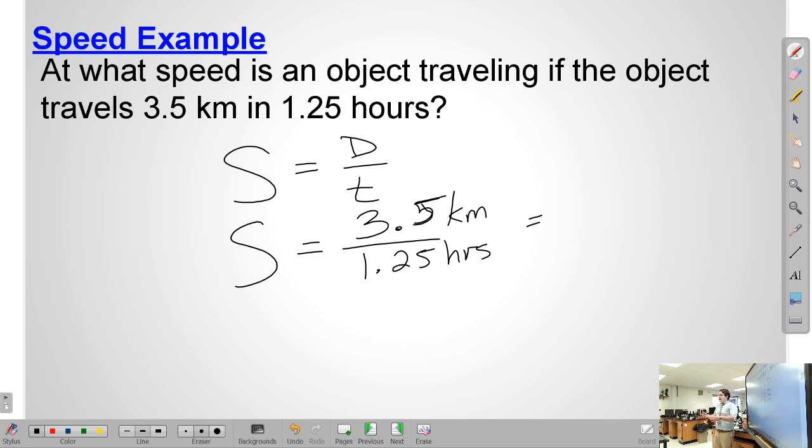Here's why I recommend you writing your units in there. Almost all of you, without a shadow of a doubt, get to this point, not a problem. You can even get to the answer of 2.8. However, what's my unit going to be? It's given in my work. Kilometers over hours. Kilometers per hour. Okay. Ready, Brian?